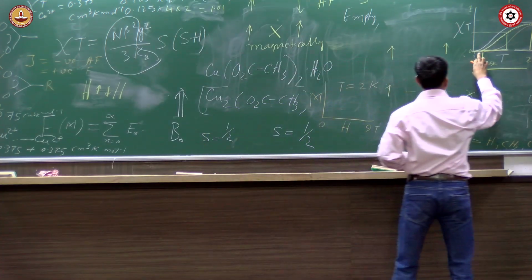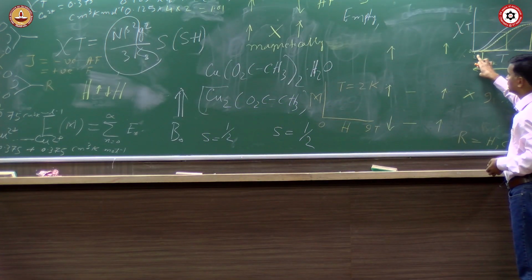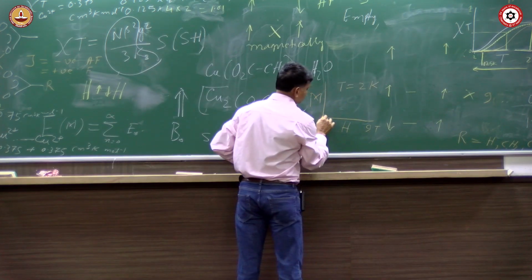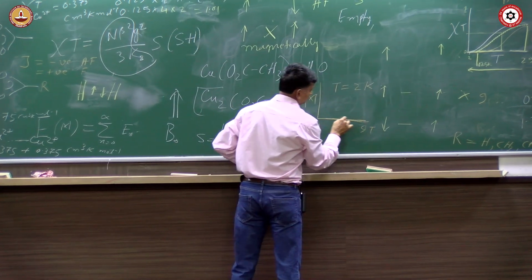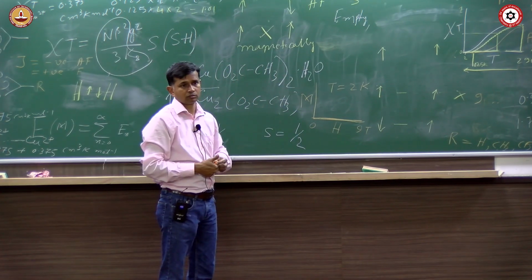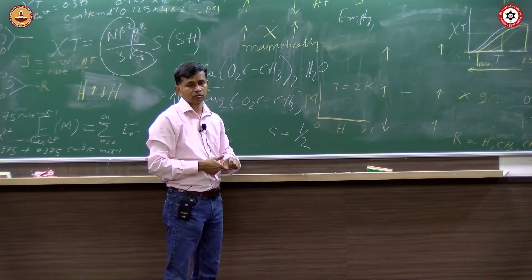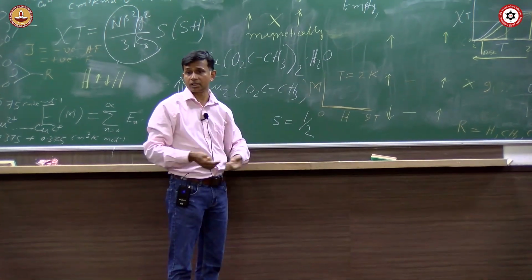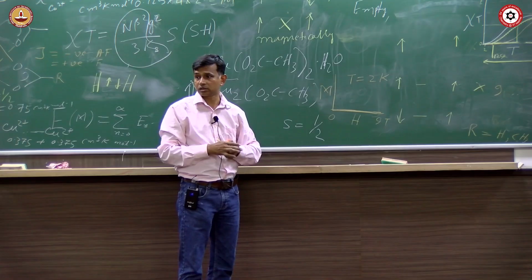Now how will it come? If it is at 2 Kelvin, here you have seen it is a diamagnetic state, so it will come like this. Because it is diamagnetic at low temperature, it will not give magnetization.